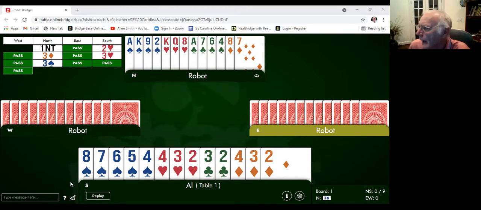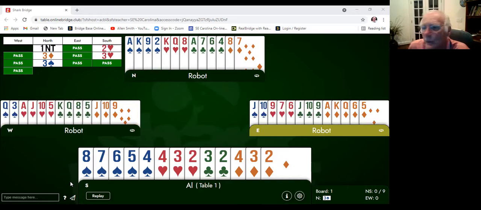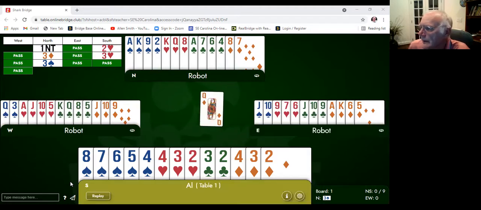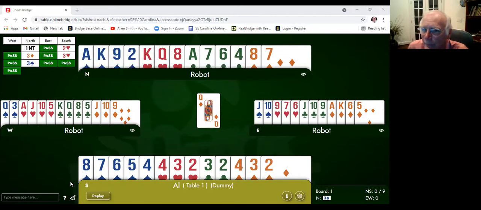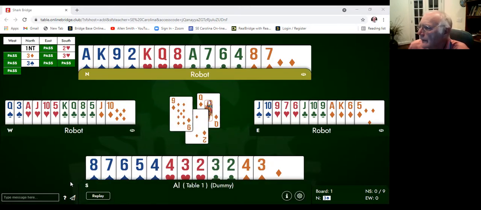Now let's go ahead. I'm going to let you see all the hands. The robot has got the ace, king, queen of diamonds. So it's going to be the queen of diamonds. That's the proper lead from the ace, king, queen. Okay, and what the declarer is going to do is follow suit.